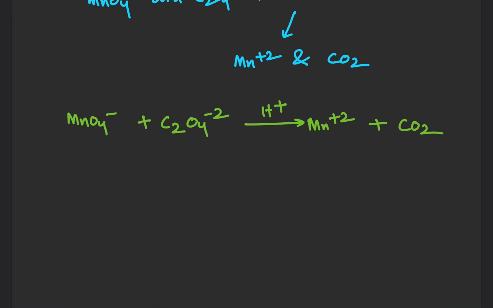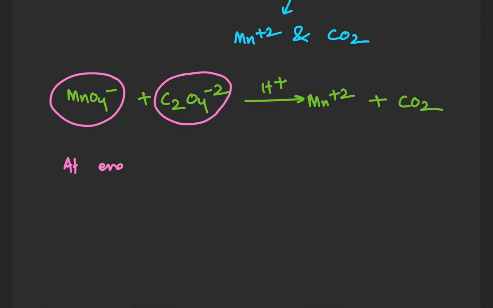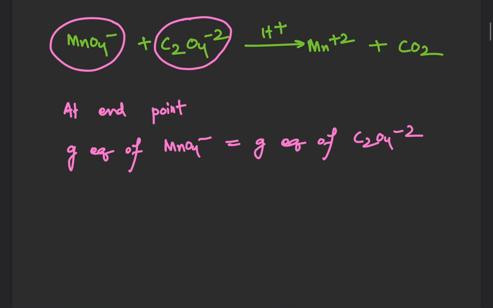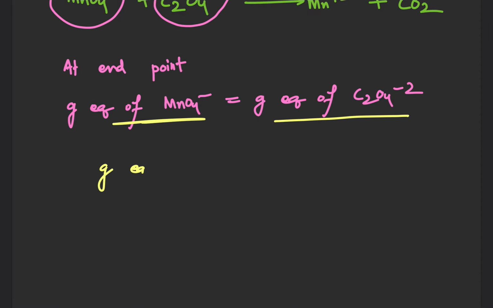At the end point, all of the MnO4- would have combined with all of the C2O4 2-. So at the end point I can write gram equivalents of MnO4- will be equal to gram equivalents of C2O4 2-. Let's calculate these using the formula: gram equivalents is equal to n factor into molarity into volume of the solution in liters.